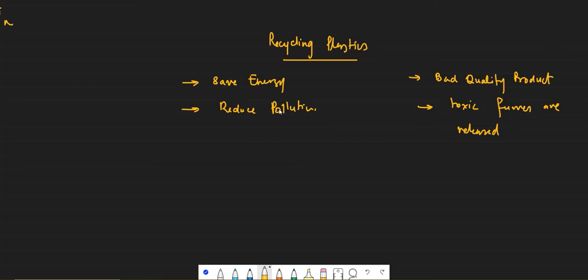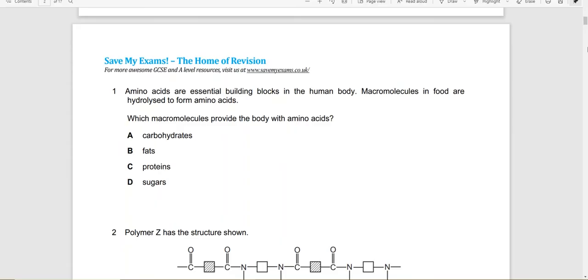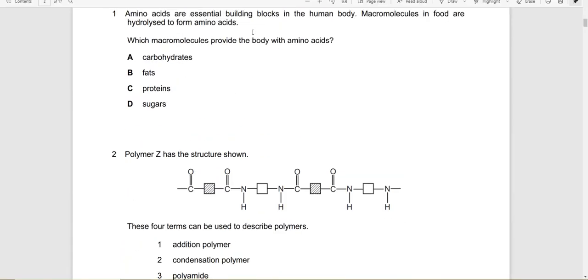Okay, so I think that's all from this chapter, and we're done with the theory and the structural part of this chapter. Now we are going to quickly go through some past paper questions to wrap up organic chemistry. Question number 1. Amino acids are essential building blocks in the human body. Which macromolecules provide the body with amino acids? Proteins provide the body with amino acids.